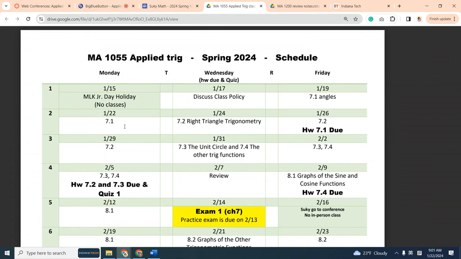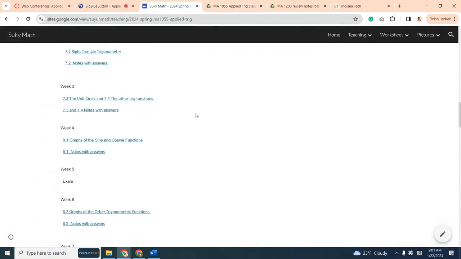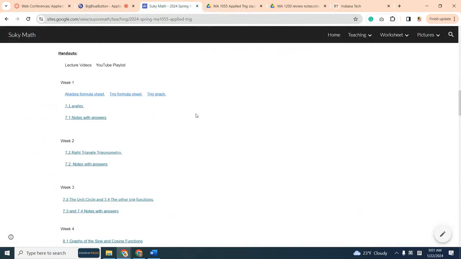So remember, every week you're going to print out the worksheet of that week. On Wednesday, we're going to talk about 7.2. So please go to the course website. Can you all see the course website? Week 1, we'll talk about 7.1. Week 2, we talk about 7.2. And week 3, we talk about 7.3 and 7.4. So these are the blank worksheets, and I also provide notes with answers.